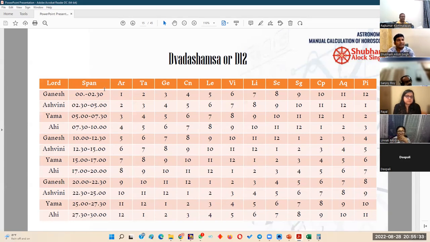The lords of Dwadashamsha, there are four lords of Dwadashamsha: Ganesh, Ashwini, Yama, Ahi, and in this order, they repeat three times to complete the 12. 4 into 3 is equal to 12.